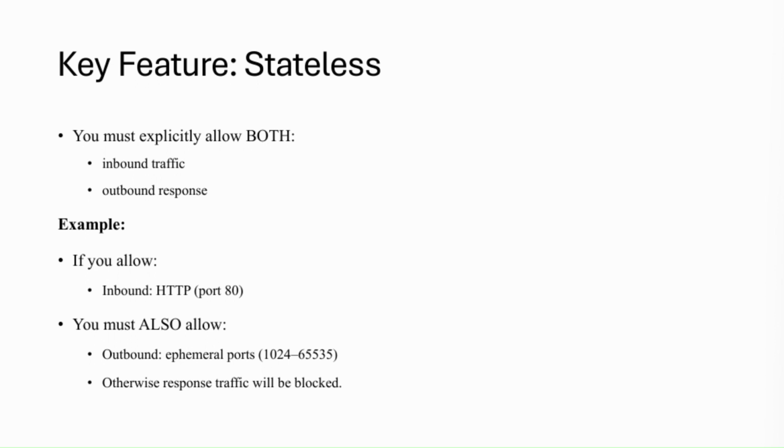Every time your server sends data out, NACL forgets about it. When the response comes back, NACL checks again. It does not remember the first request. Because of this, you must allow both the request going out and the response coming in. If you only allow the request, the response will be blocked. This is very different from a security group, which remembers.